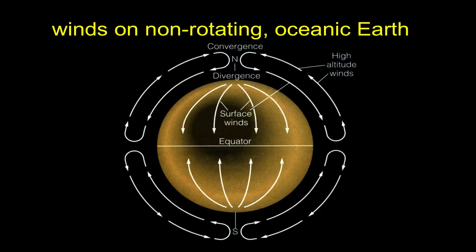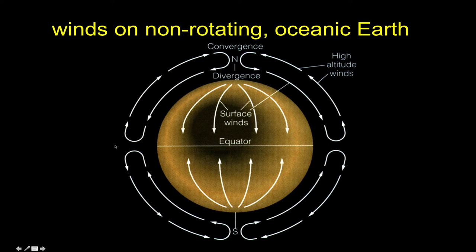Okay. Continuing on with our whirlwind tour here. This is what the Earth would look like if the Earth was not spinning. This is what our atmosphere would be doing. Here's the north, here's the south.